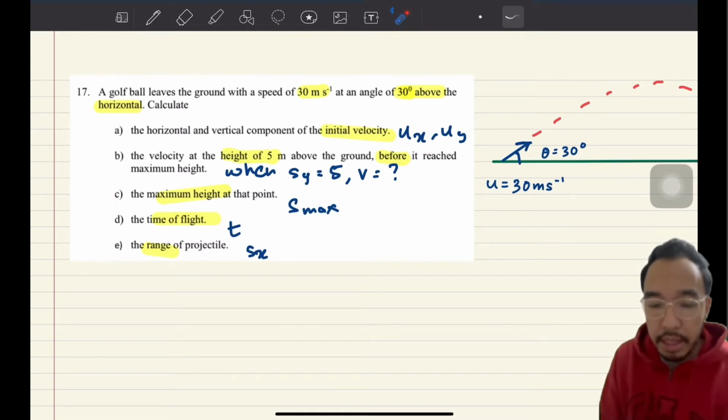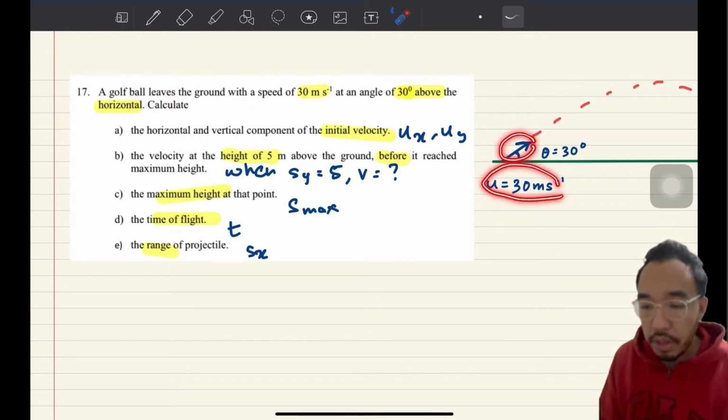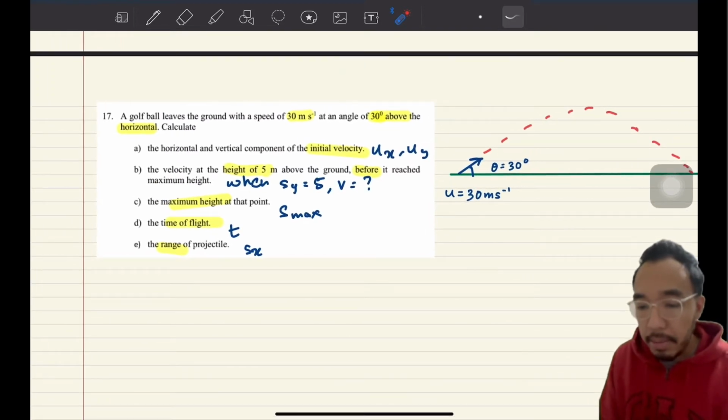Okay, the situation is that a golf ball leaves the ground with a speed of 30 meters per second. So the diagram should look something like this. Now remember that this angle is 30 degrees above the horizontal. It means above here. If it's below the horizontal, it means it's down here.